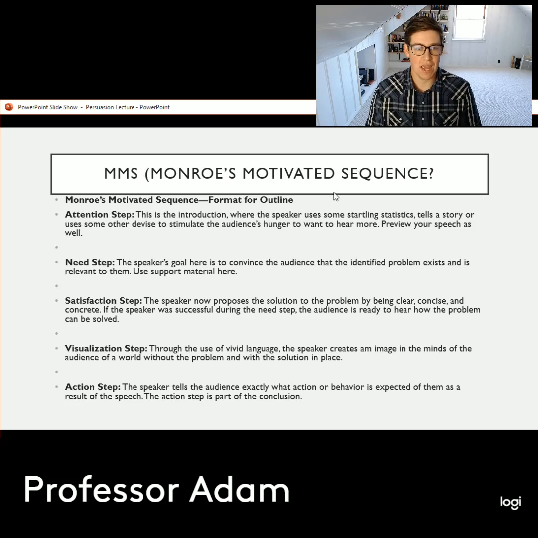So quickly to recap, attention step, that's our introduction. Our first main point, if you will, is our need step, where we're arguing that there is a problem and we need to do something about it. Next main point is satisfaction step. This is where we are talking about how we can satisfy the need, or we can solve the problem addressed in the need step. Visualization step is when we ask our audience to imagine what the world could look like after this problem has been solved. And then action step is our conclusion.